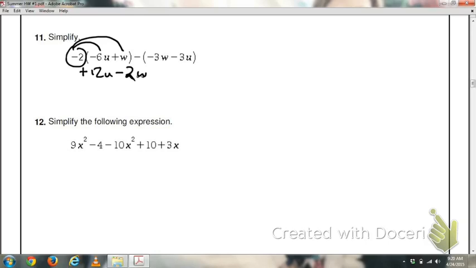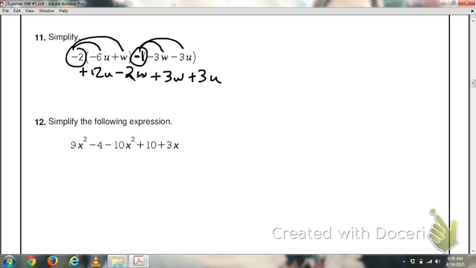Let me rewrite that. I like to think of a negative in front of parentheses as being the number negative 1. Some students find that a little bit more helpful to distribute. So now I'm going to distribute negative 1 to a negative 3w. Now remember, negative times negative is positive 3w. And now negative 1 times negative 3u would be positive 3u.